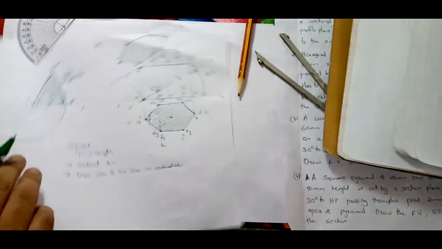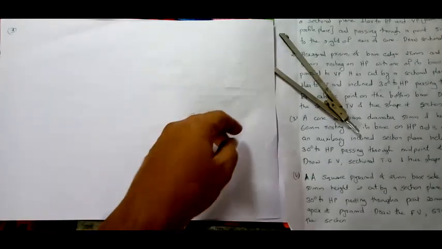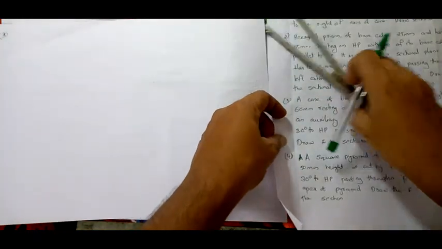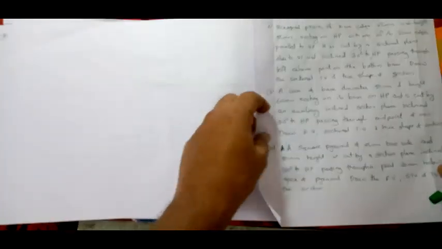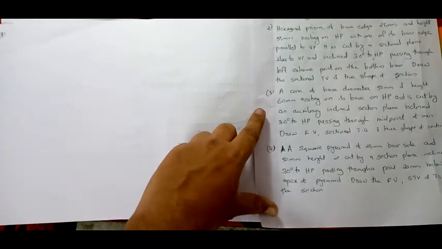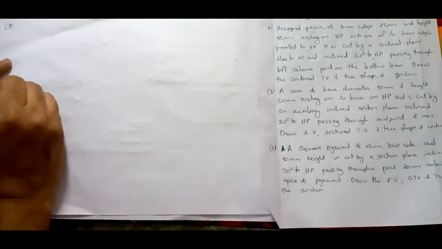Now we'll move to the third question. This will be the third question. A cone of base diameter 50 mm, height 60 mm, resting on its base. So a cone. Now see, this we will draw quickly.